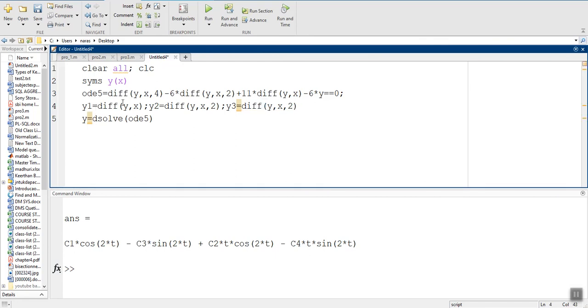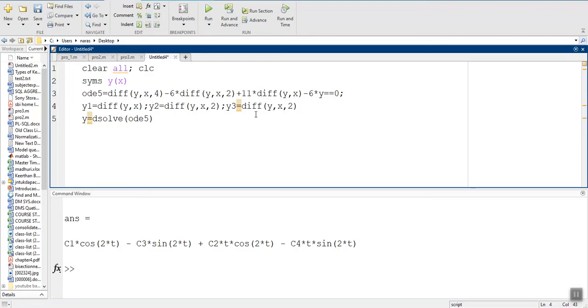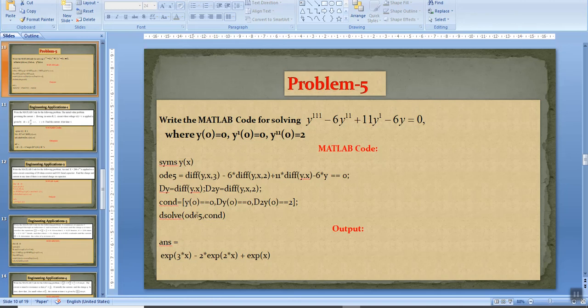Just I will verify it. Question. Okay, first Y of 0 is given. Okay, then no problem. Y of 0 is first order and second order derivative. Okay, so third one is not required. Because Y of 0 is given, Y dash 0 is also given. Then condition. Okay, you may write any name. Condition. What is the condition? You may write in vector form, or write directly in our dsolve function.